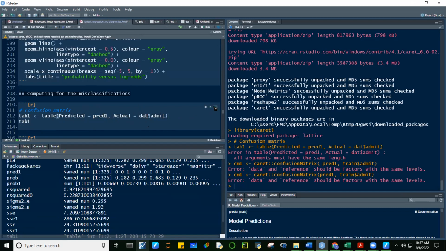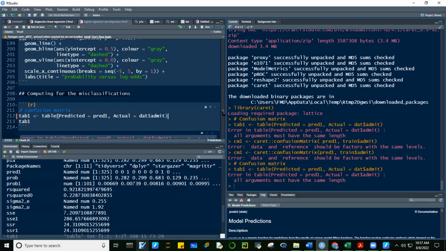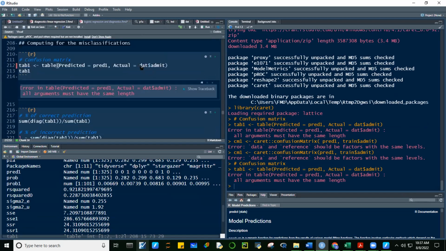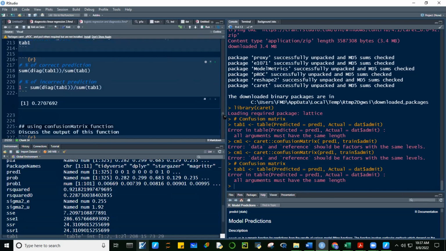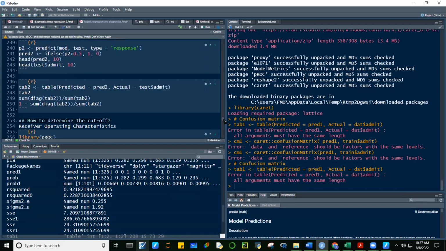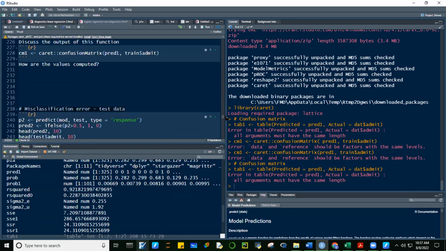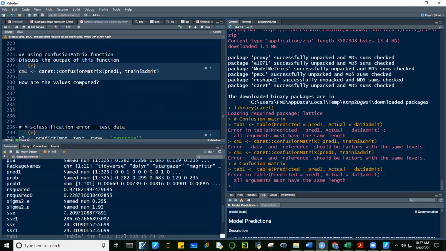So nung ni-run ko ito, nag-error siya, kasi si dot, 400 observations, si pred1, 325 observations lang. So kaya nag-error siya. Okay, so what I wanted to remind you was when you're using this, dapat pareho yung dimension nila. Otherwise, mag-error. Okay, so walang problem dito. Ngayon dito, bakit hindi nagra-run ito? Confusion matrix.